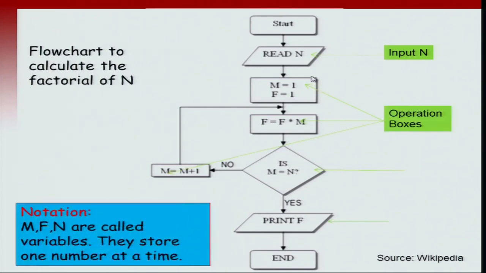So, here are the conventions used. The start symbol is often depicted as a circle or an oval. The input symbol and the output symbol are often represented as parallelograms, and the normal operation boxes are represented as rectangles, and the test box to see whether you have hit a limit, to test some condition in general, is represented as a diamond.